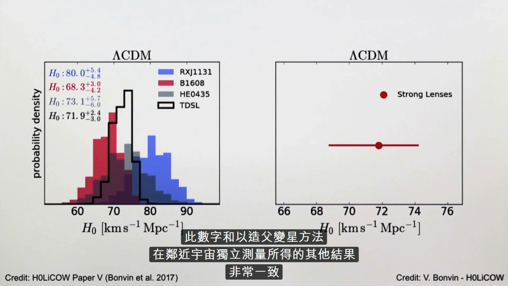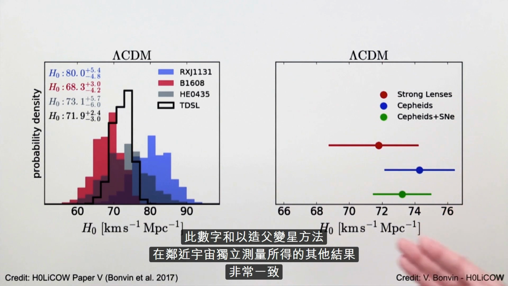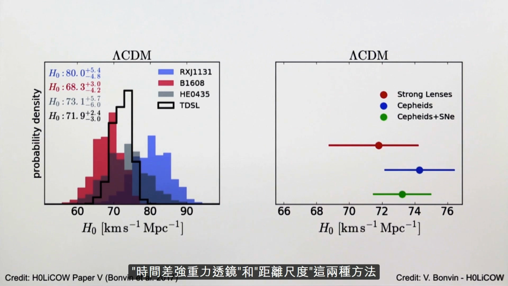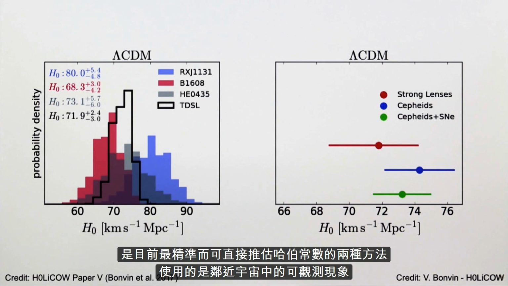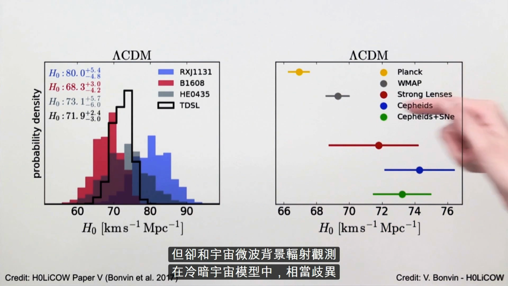This value is in excellent agreement with other independent measurements of the Hubble constant in the local universe that use the Cepheid distance ladder. The time delay strong lensing and the distance ladder are currently the most precise and robust techniques available to determine the Hubble constant directly. Yet, they are in significant tension with measurements from the cosmic microwave background observations in the standard cosmological model.